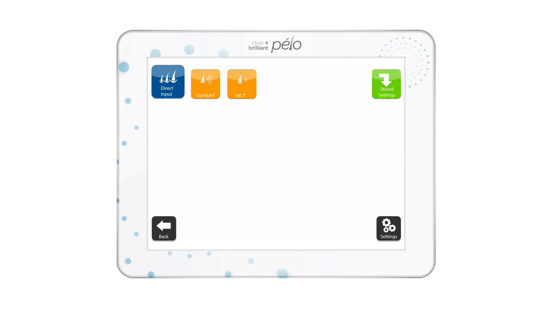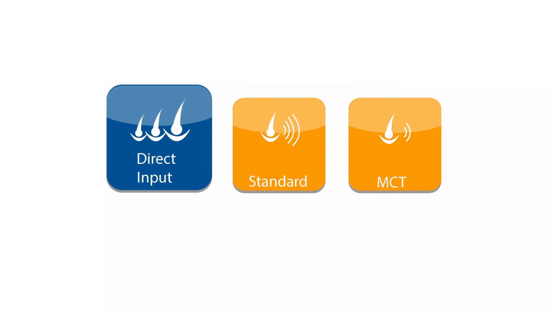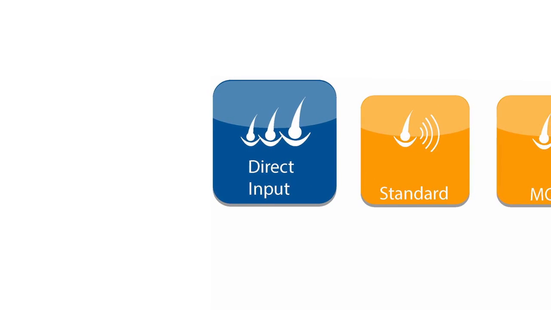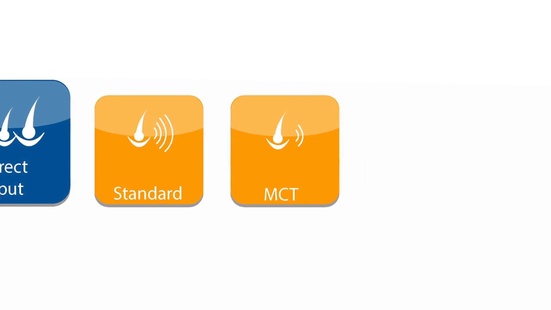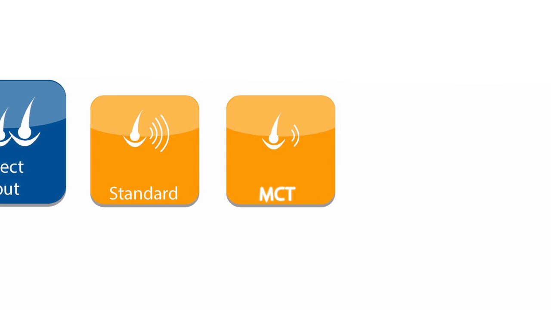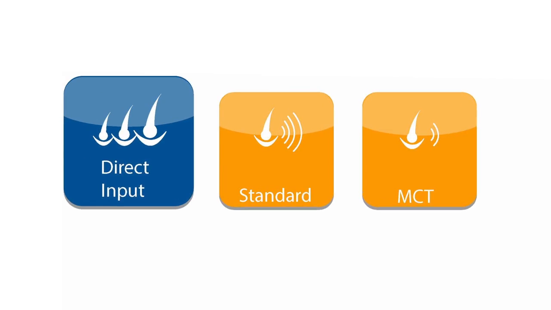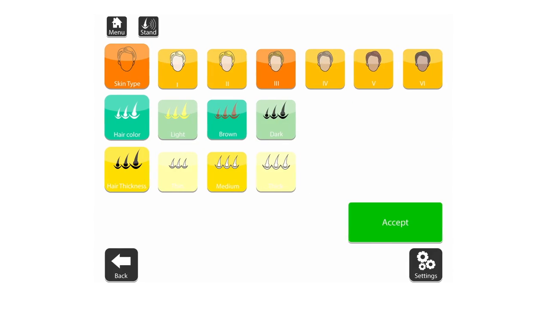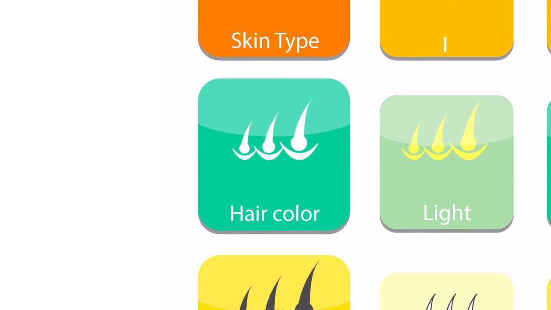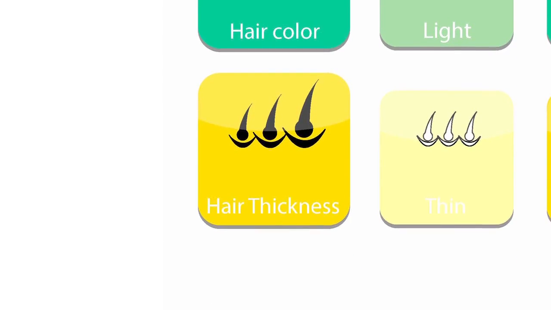Now let's talk about its intuitive navigation. In your menu, you'll see three options: direct input, standard, and MCT, which is motion control technology. But let's go with standard for now. Here, select skin type, hair color, and hair thickness.